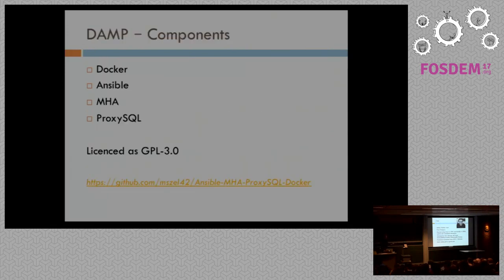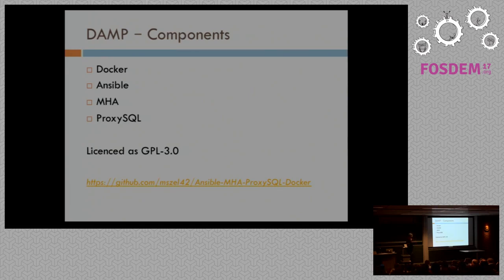So I built this thing called DAMP. That's a dumb name, but still. Keep in mind, this is a testing environment. It's not the use case for Docker, but I wanted it to be as portable as it could be, and I didn't want to install anything on the testing computer. So you only need Docker and GNU bash, nothing more. It's built on Docker, Ansible, MHA and ProxySQL, and is licensed under GPL3.